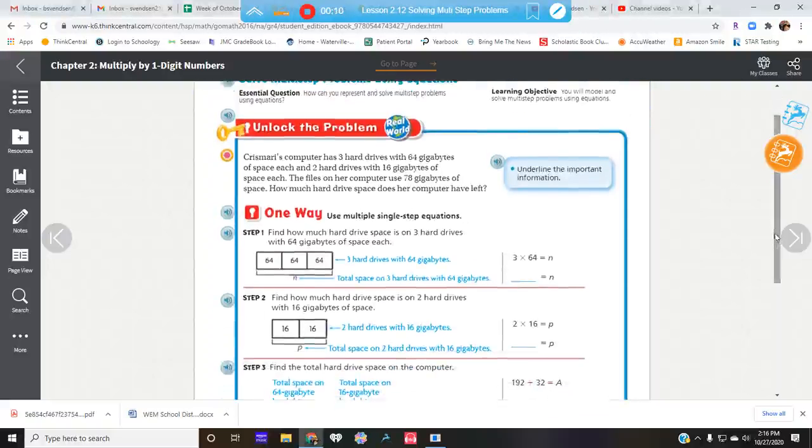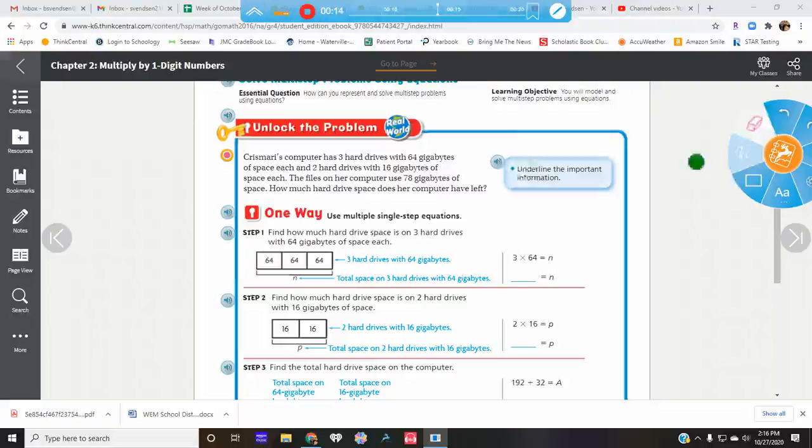All right. Kizmir's computer has 3 hard drives with 64 gigs of memory. And she has 2 hard drives with 16 gigs of space. The files on her computer use 78 gigs of space. How much hard drive space does her computer have left?